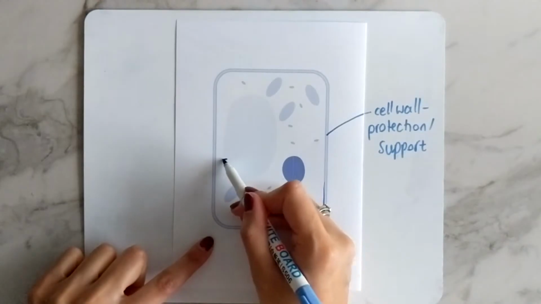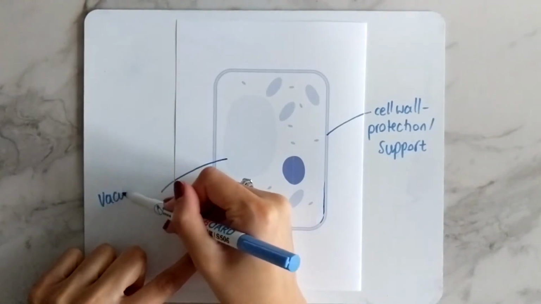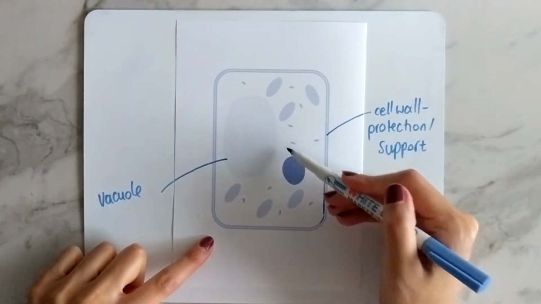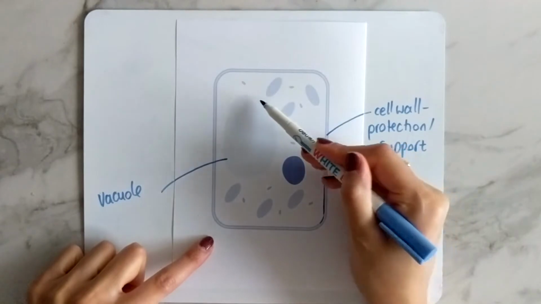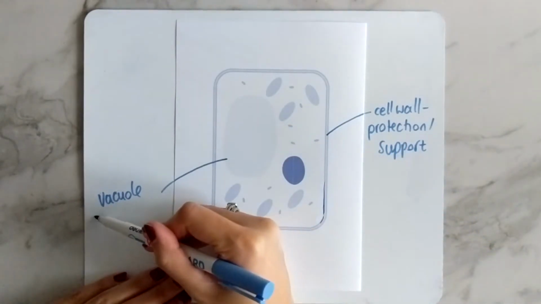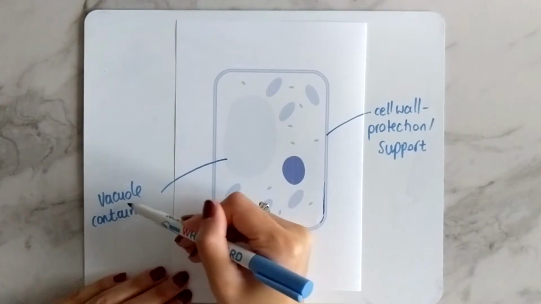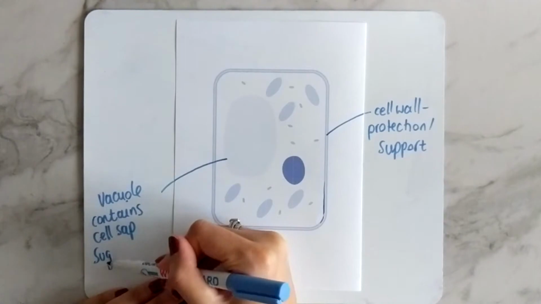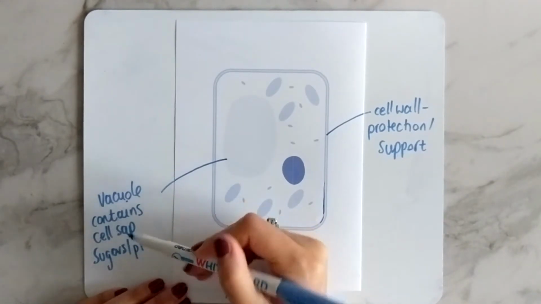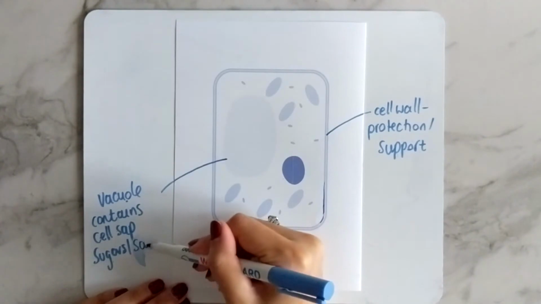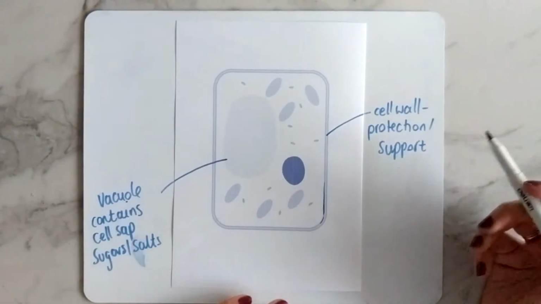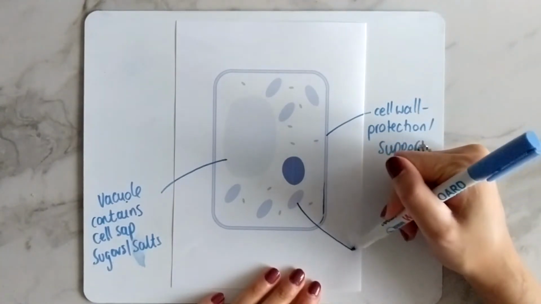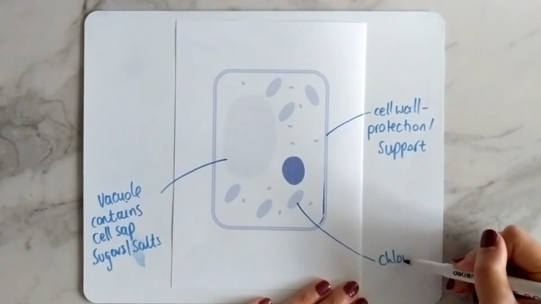The other thing is a vacuole. So a vacuole, you can see here, it's really large, so much bigger than the nucleus. So always go for the really large one, being the vacuole. And this contains cell sap. So cell sap is just sugars and salts for the plant cell. Sugars and salts for the plant. So cell wall, vacuole, and then the other difference is chloroplasts.